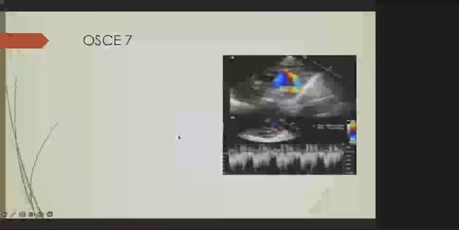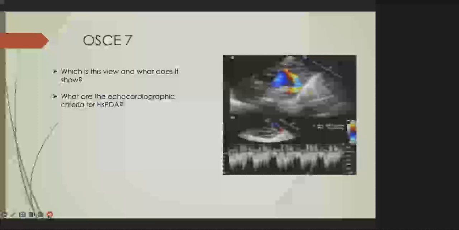Okay, so the next OSCE. So what is this view and what does it show? So this is a 2D echocardiography, and what does it show? Yes, most of you have answered it right. So what are the echocardiographic criteria for HSPDA? And name some trials on pharmacological versus conservative management of PDA.